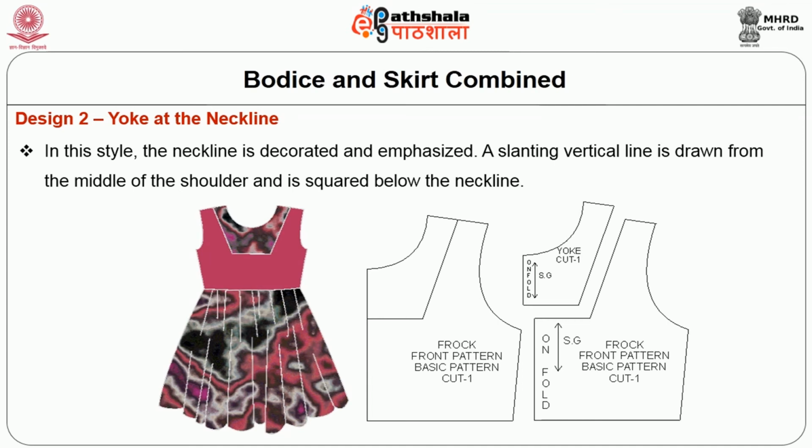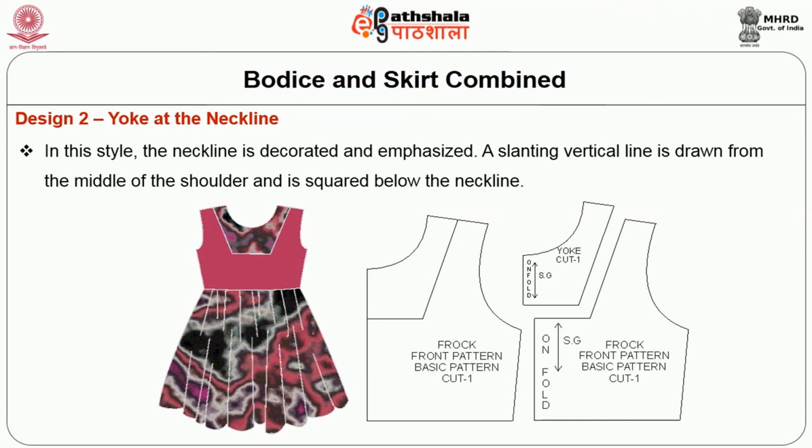For this module, I have shown a slanting vertical line drawn from the middle of the shoulder and squared below the neckline. This shape can be changed to any other different shape as you prefer. And when you see the patterns, they will also follow the same outline of the design which you have sketched. As told earlier, the patterns of the yoke and the body's block have to be cut separately and seam allowance given. The yoke is attached to the body's block while sewing, and the other steps are similar to the bodice and skirt combined pattern.